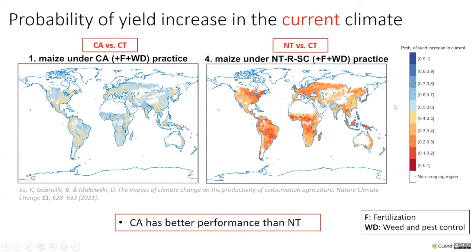Then we made the global projection, and here are the results comparing the productive performance of CA, or NT, versus conventional tillage. The bluish color indicates a relatively high probability of yield increase compared with CT, while the reddish color indicates a lower chance of a yield increase or a higher chance of a yield decrease. If you compare these two figures, we can see that CA has a better performance than CT.